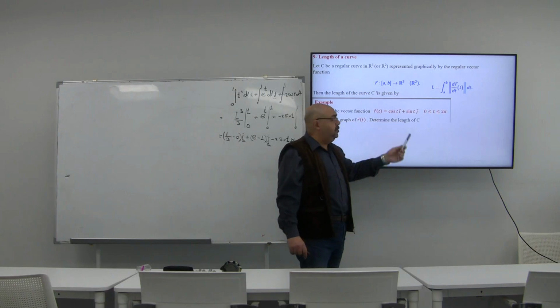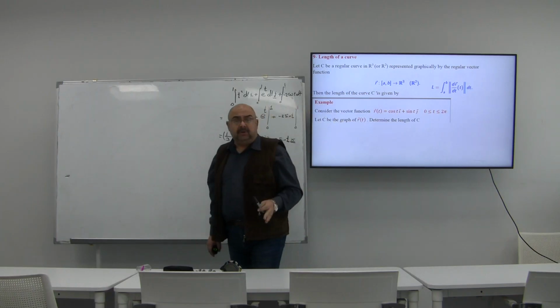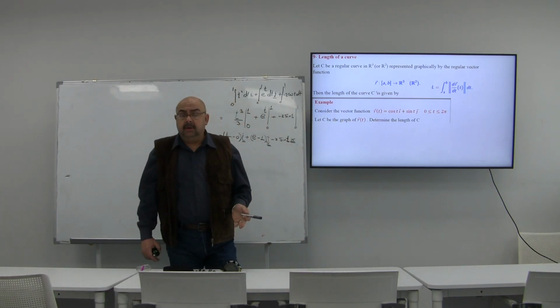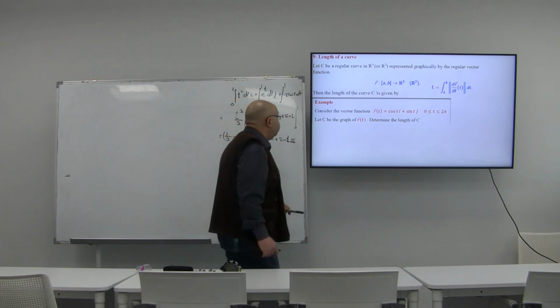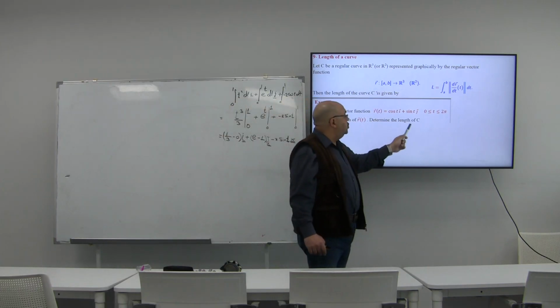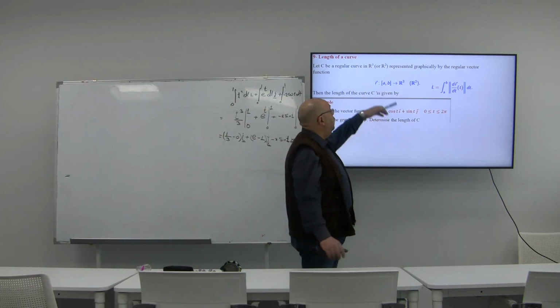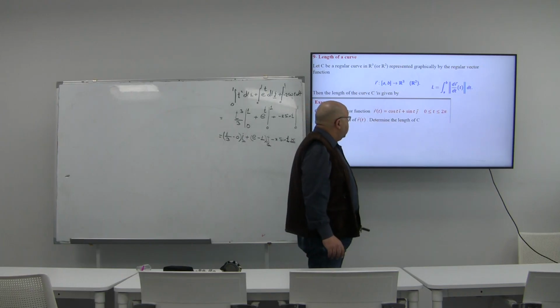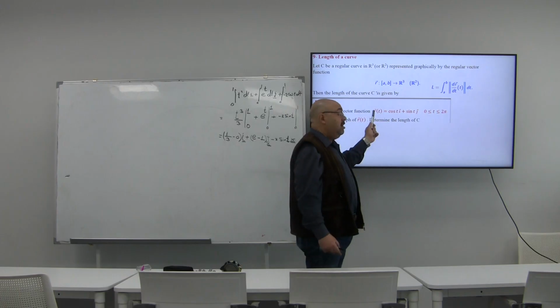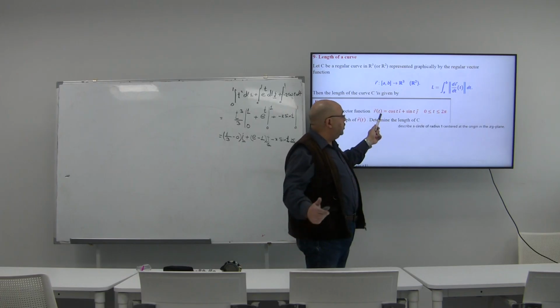If I ask you about this particular curve, you should know it. This is a unit circle, represented in parametric form. Let r be the parametrization, determine the length of C. So all I have to do now is follow the steps that we said previously. I will start with getting r. From r, I will start to get r dash.